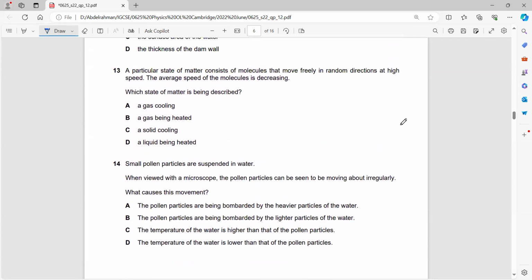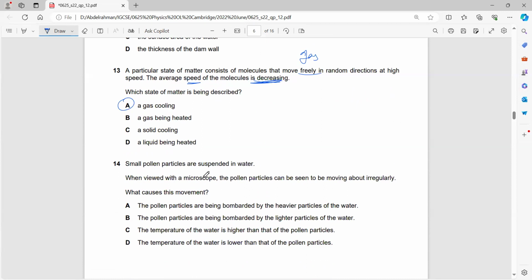A state of matter consists of molecules that move freely in random directions at high speeds. The average speed of the molecules is decreasing. What's the state of matter and what's happening when they are moving freely? This is a gas. As the average speed decreases, this means that it is cooling. The gas is cooling.